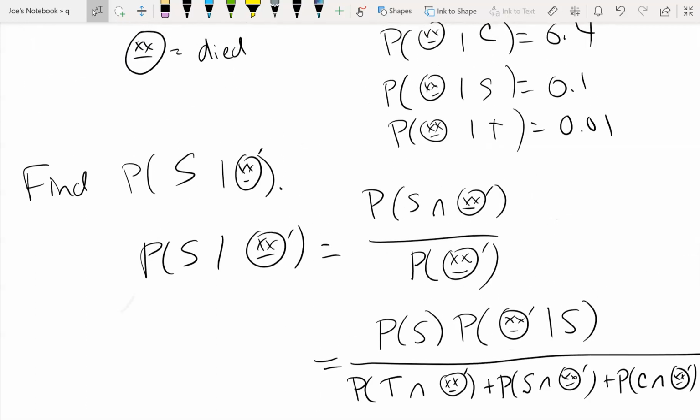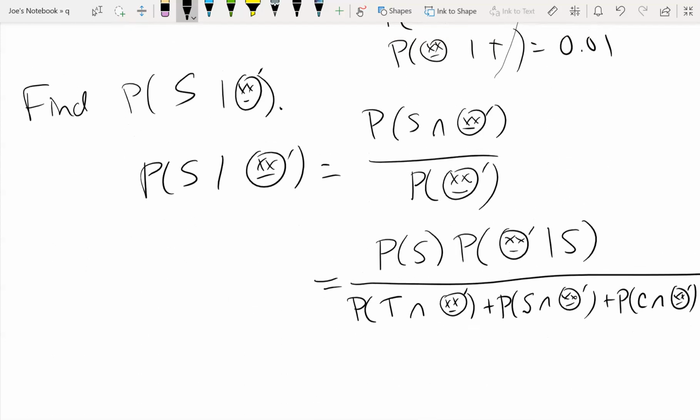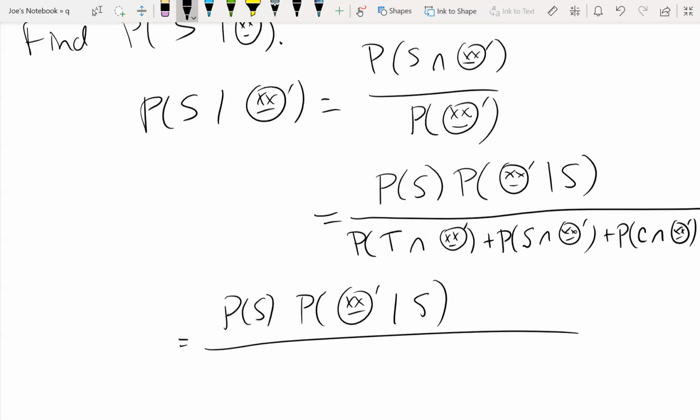Now notice that all of the conditionals that we were given, once we got it straightened out, are in terms of the classification of the patient when they came in: critical, stable, serious. So I want to write all of those in terms of those conditionals. So on top we would have the probability of S, the probability of survived given serious, given S. On the bottom I would want them written the same way, except that instead of S in the first one, I'll have a T.